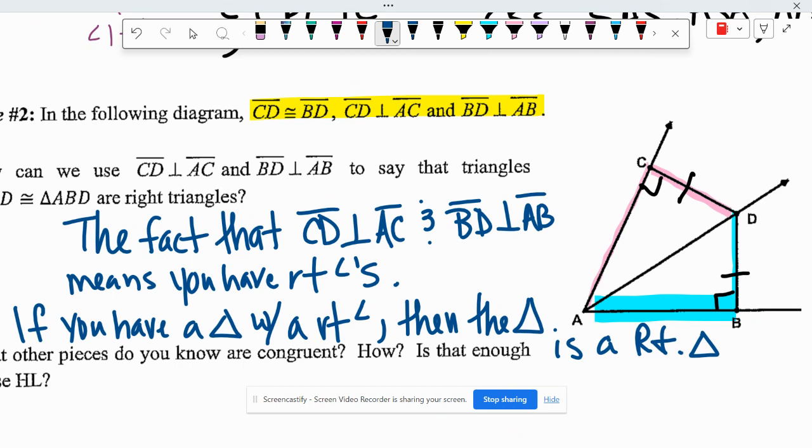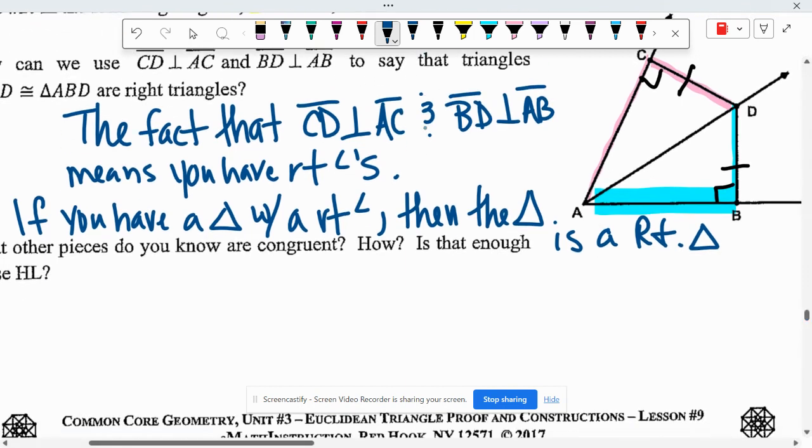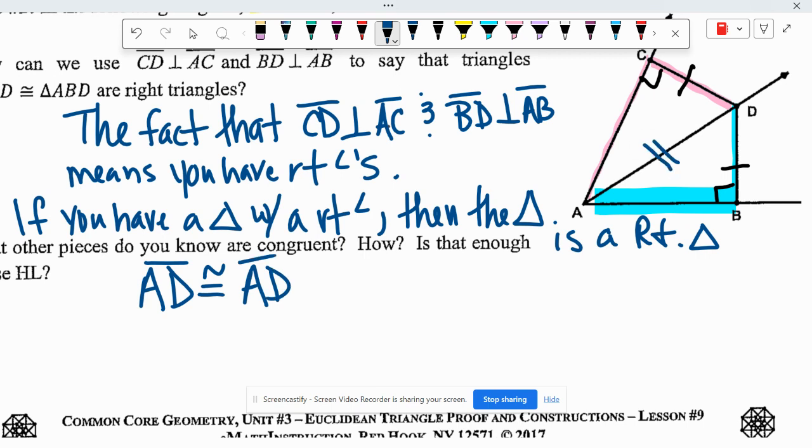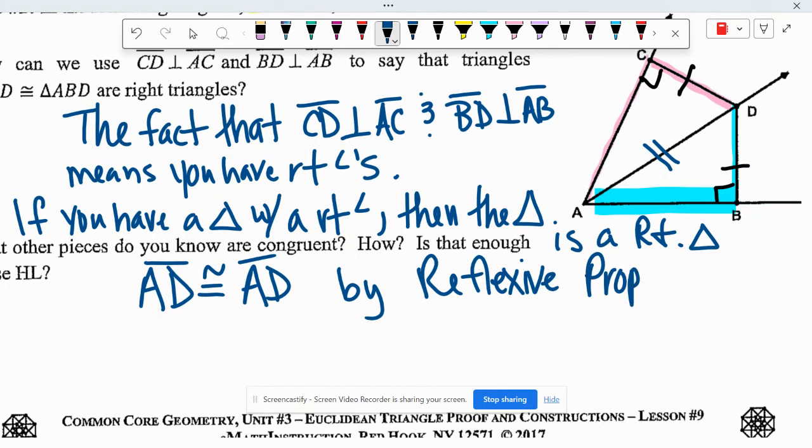So what other piece that's not marked in there do we know is congruent? What other piece in there that we didn't mark do we know is congruent and why? So AD, we have to mark it first. We know that segment AD is congruent to itself. And I heard someone say the reflexive. So I'm going to mark it. AD is congruent to AD by the reflexive property.